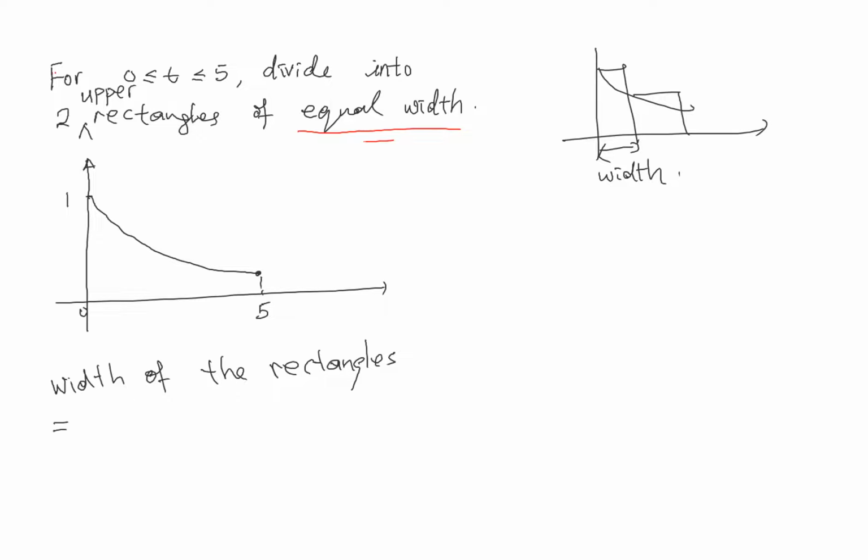I start from 0, so I take 5 minus 0. So this is called the first 5 seconds. Divide by 2 because I use 2 rectangles. And because of equal width, you divide by 2 so that every rectangle will have the same width. So the width will be 2.5.